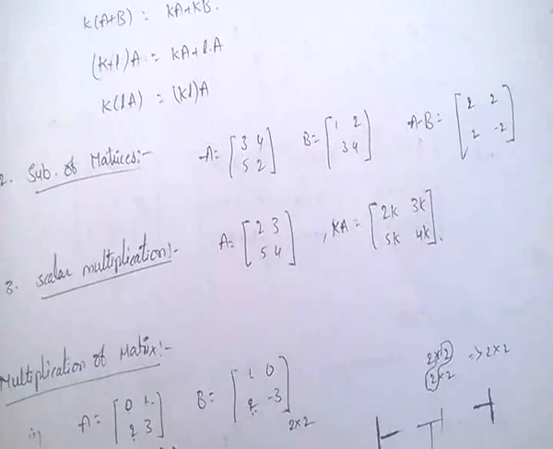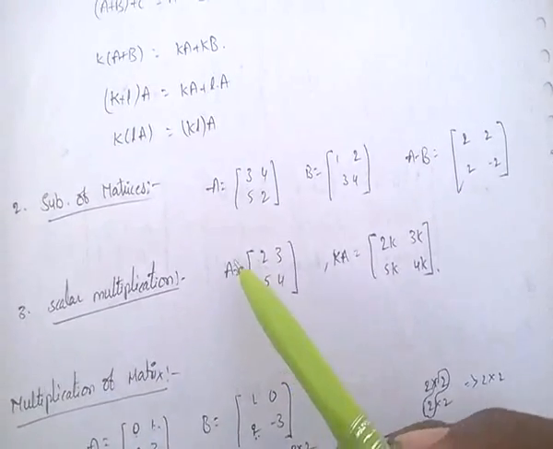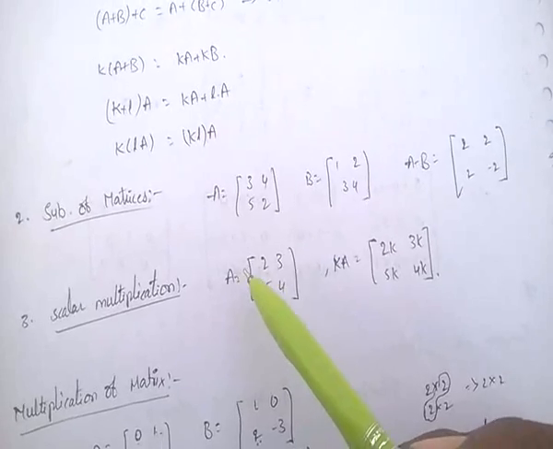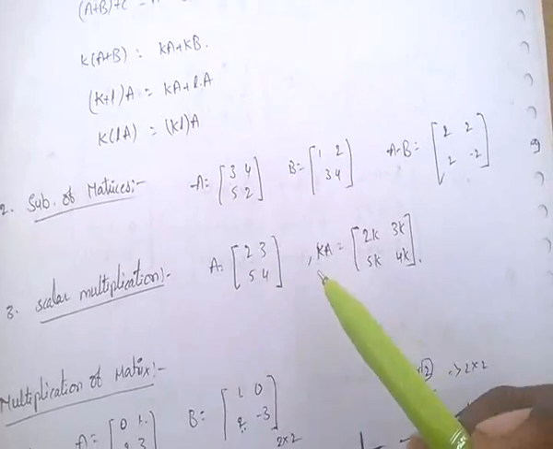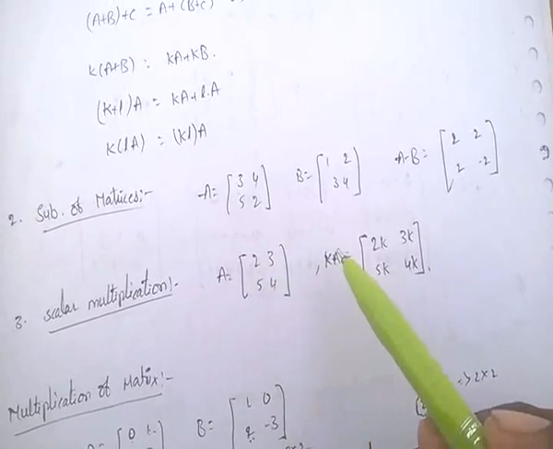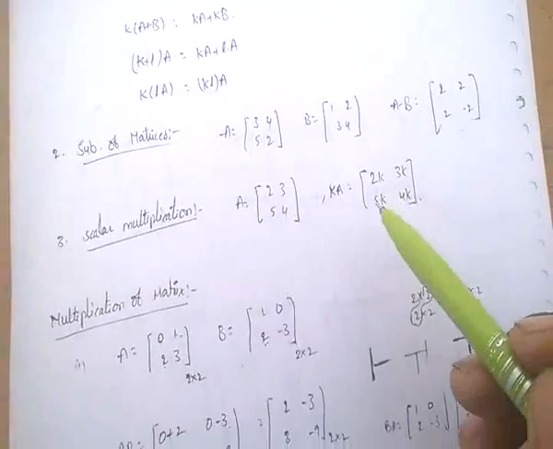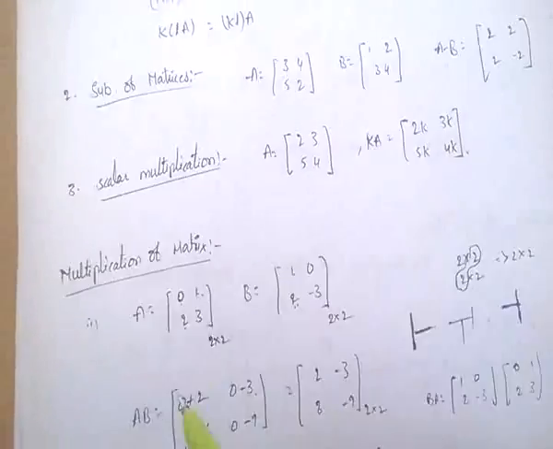Okay. Scalar multiplication. That means a matrix is multiplied by any scalar, or nothing but any constant. For example, A equal to 2, 3, 5, 4, and k equal to 2, so it is 2 into k, 3 into k, 5 into k, 4 into k. So each element is multiplied by the constant.